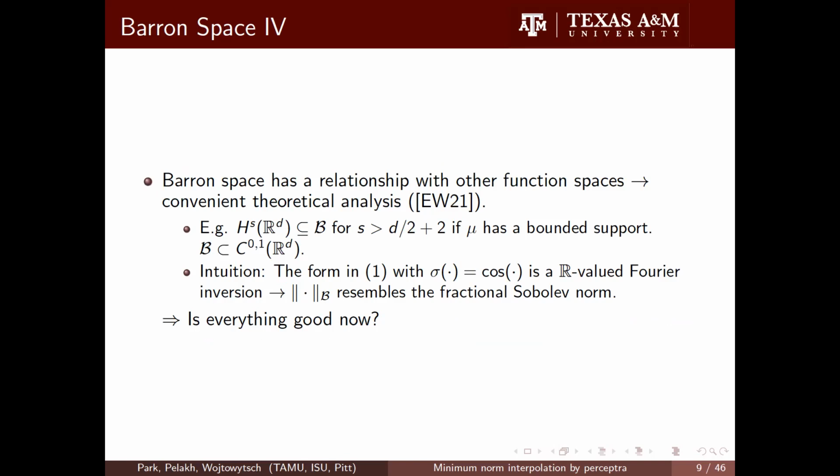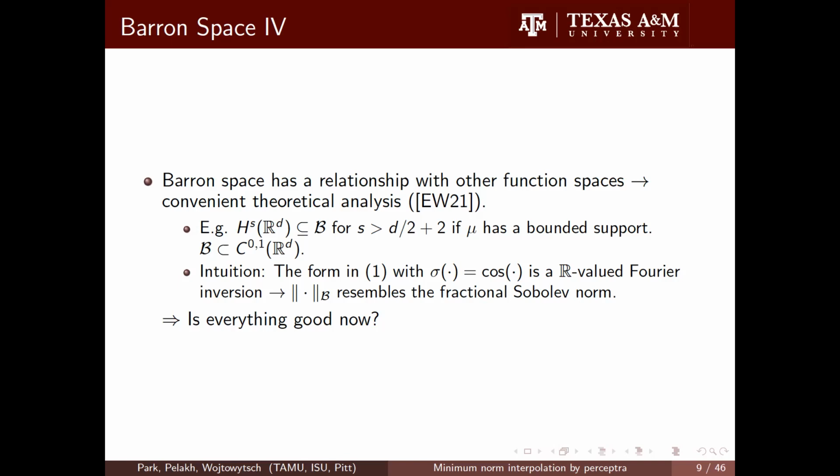luckily we have some results from the other literature that Baron space indeed has a relationship with other function spaces. So we can borrow some of the functional analysis theories to analyze the Baron space. For example, if the data has a bounded support, this Baron space is known to include all the Sobolev space with a sufficient dimension, which just means that you have a sufficiently smooth function. So all sufficiently smooth functions can be approximated well by Baron functions.